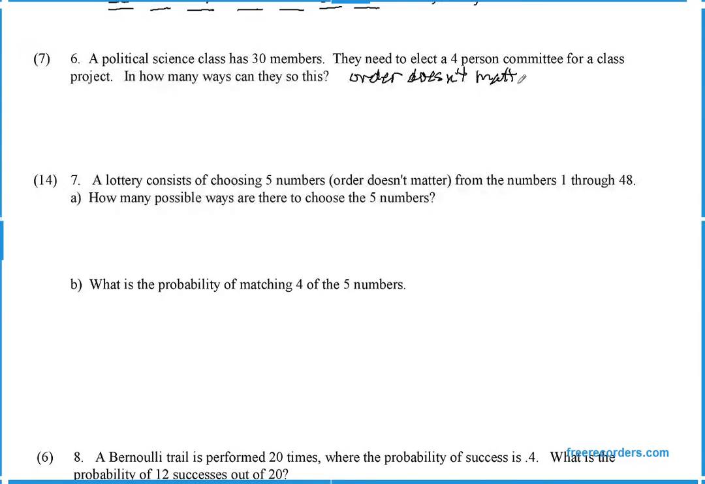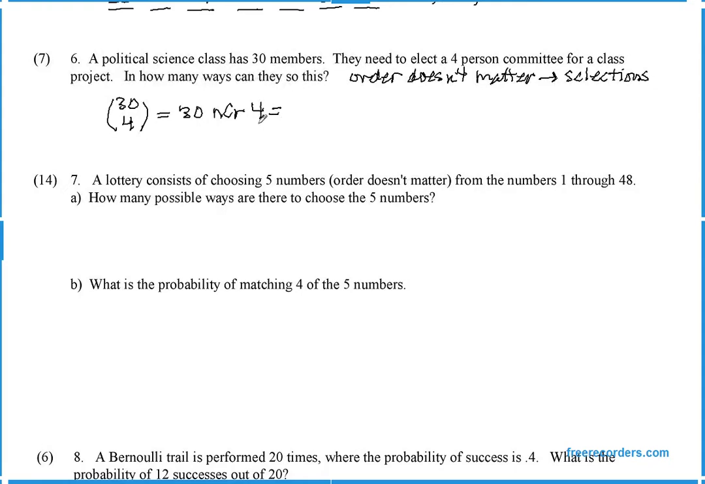That's always the question you want to ask yourself. And so that tells us that this is selections or combinations, as opposed to orderings, which are permutations. So we've got 30 as our total, and we want to choose 4. So 30 choose 4 is the number that we want there. And the key punches for that are 30 nCr 4.